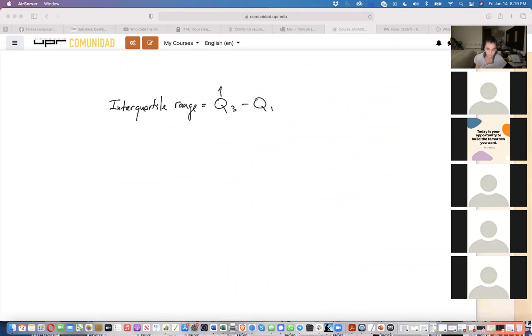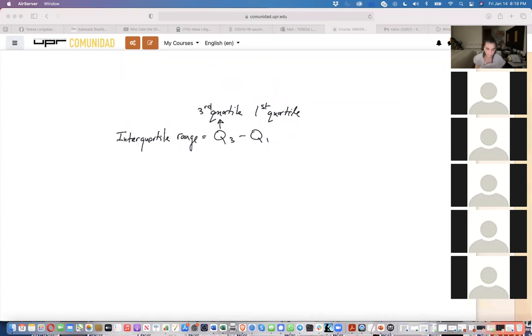What is Q3? Q3 is the third quartile, and Q1 is the first quartile. What am I talking about? What are quartiles? Another name for this, going through all the terminology, this is called the 75th percentile. And this is the 25th percentile. These all mean the same thing.